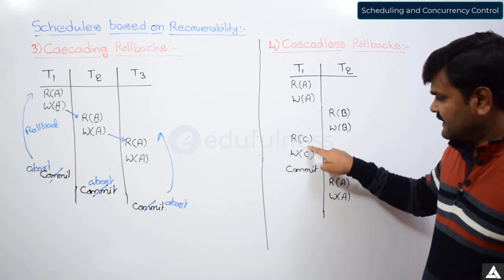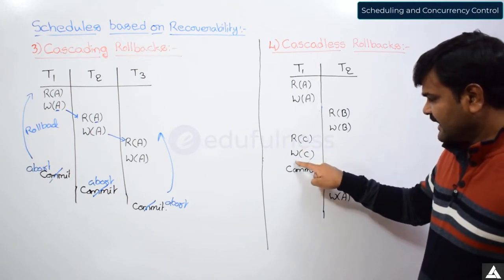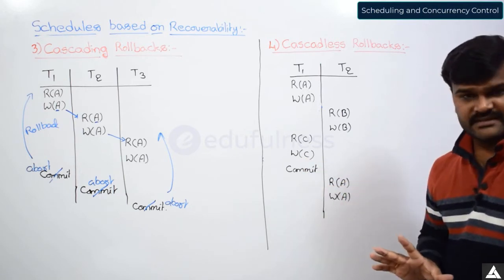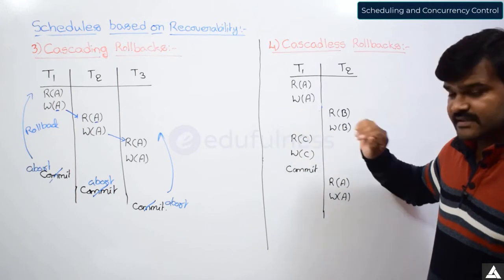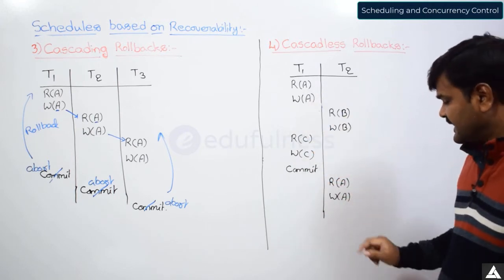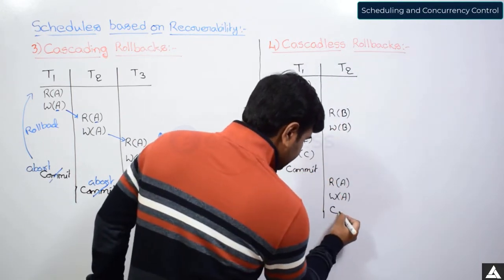Then switching to T1, it reads data item C and writes back C. Then it is committed, which is very important. After this transaction commits, T2 reads the A value, writes back the A value, and commits.